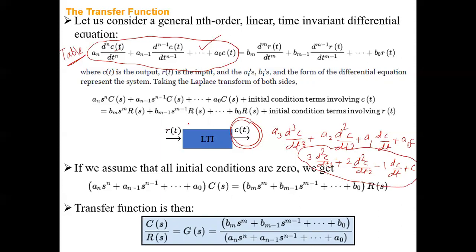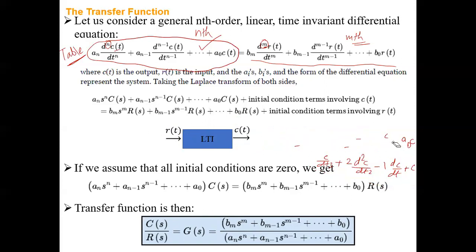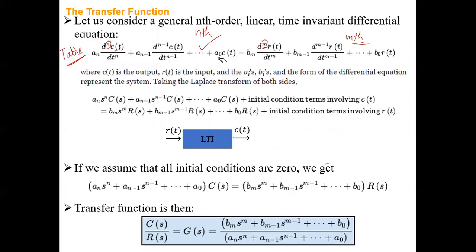Okay. Similarly, your input is mth order. This is the mth order, so we are trying to make the difference here. This is m, this is n. So this input is an mth order differential equation, in general. This is nth, this is mth. Now, suppose this system is linear and time invariant, then how do you represent this system in control theory? Let's use the transfer function.